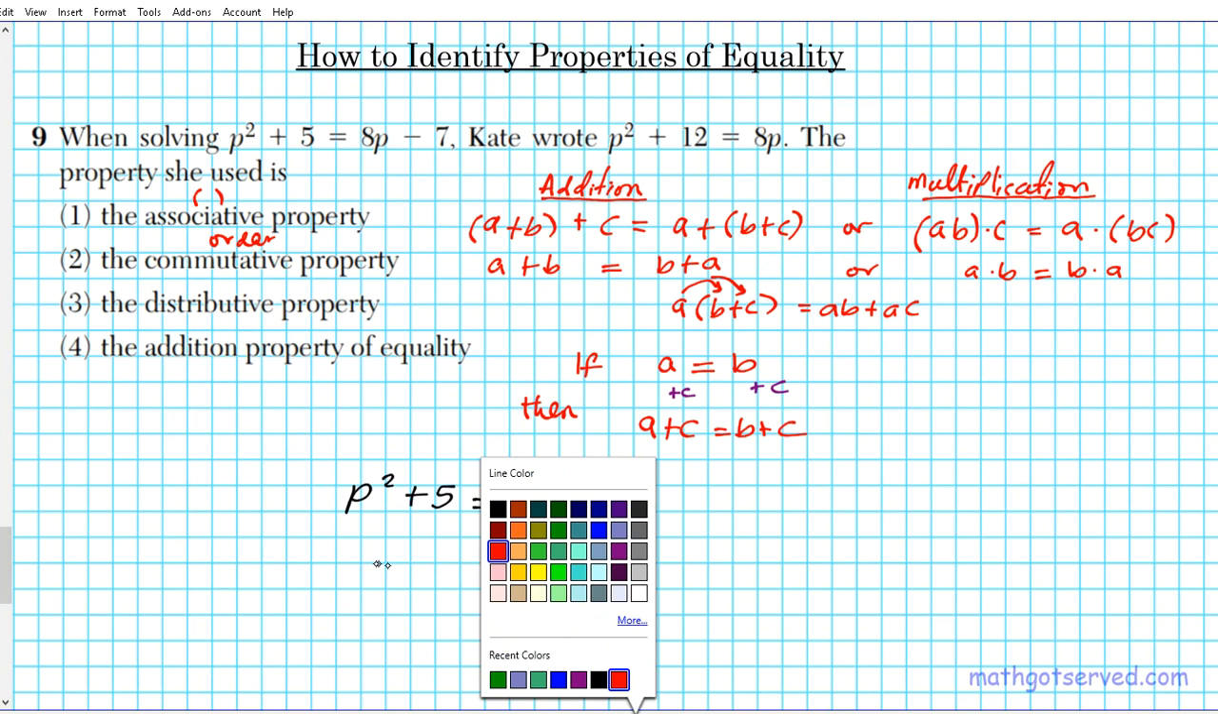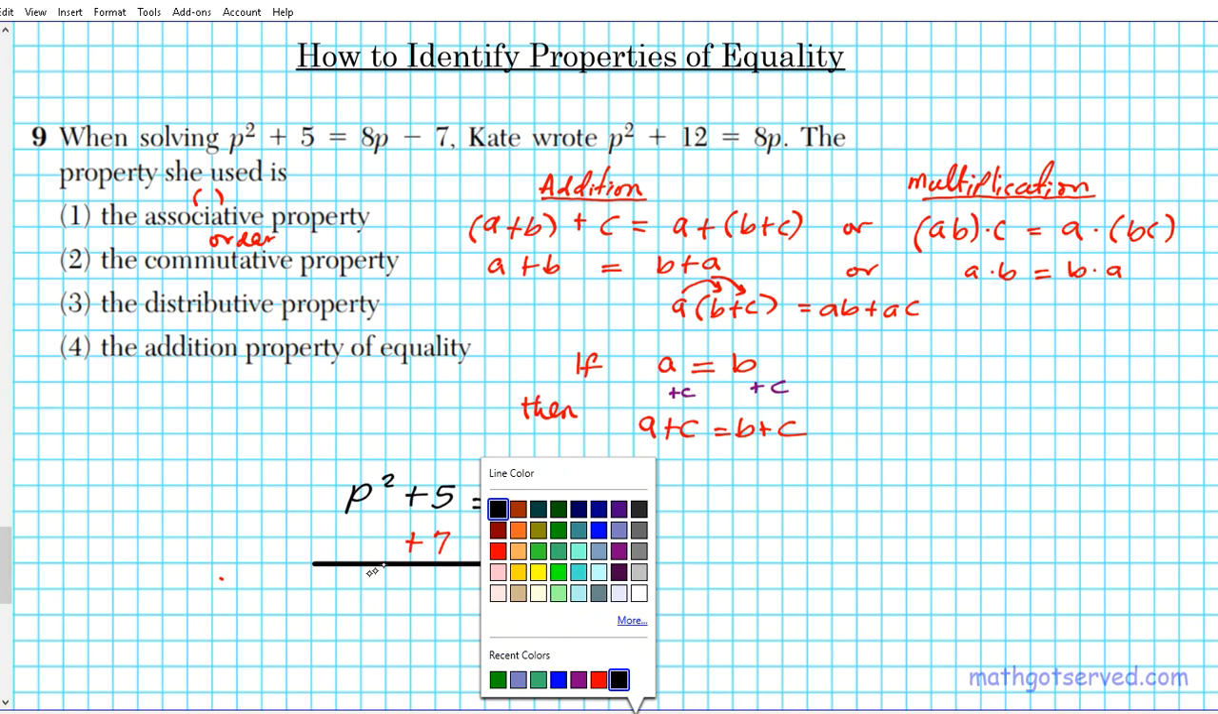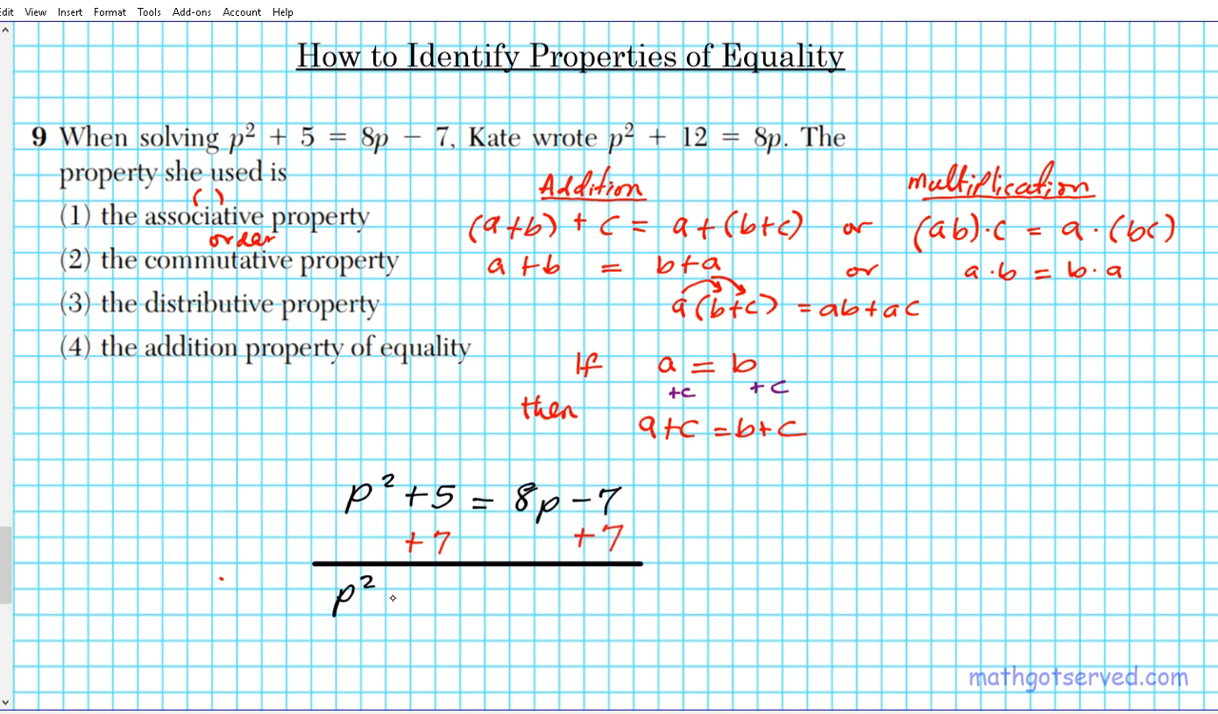What is the inverse of minus 7? The inverse of minus 7 is you add 7. So what we're going to do is add 7 to both sides of the equation. Do you see what the answer is based on what we just did? What we did is we added a constant to both sides of the equation, and the resulting answer is going to be p squared plus 12 equals 8p, which is this right here, this equation.